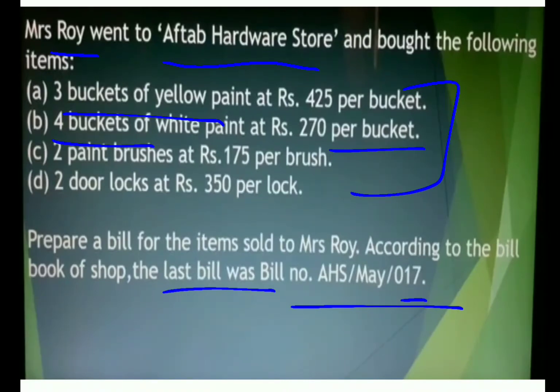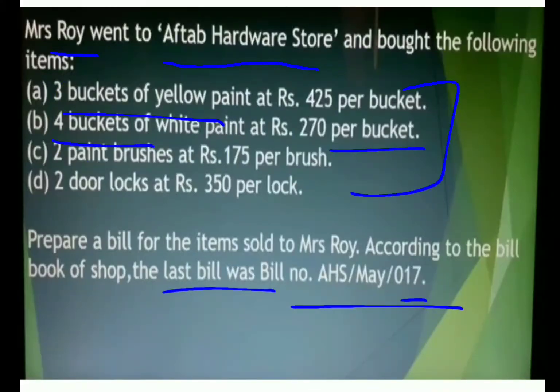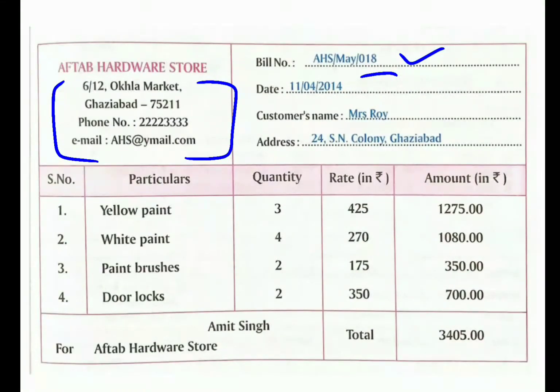Keep this thing in mind. Now see, you have to write Aftab Hardware Store. Here, any address you can write. It's up to you. If you want to write your home address, you can write that also. Then bill number. Here I have mentioned 18 because the last bill was 17. Then date: today's date you have to put, no need to put the previous one.